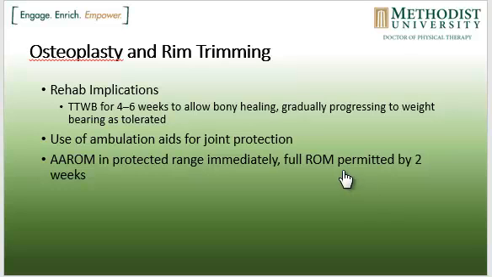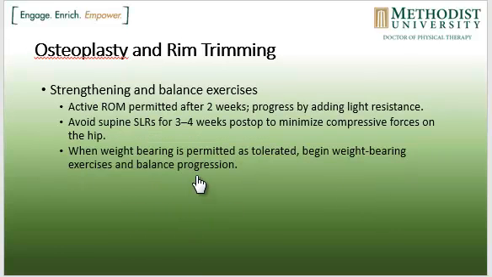You need to use ambulation aids such as a walker to help with joint protection. You can perform active assistive range of motion at about 2 weeks, in a protected range, and usually by 4 weeks you can allow full range of motion. For strengthening and balance exercises with these patients, once active range of motion is permitted at about 2 weeks, you can begin some resistive exercises in the active range of motion.